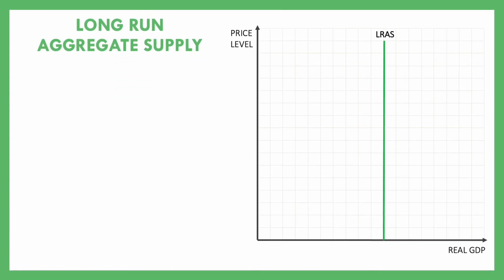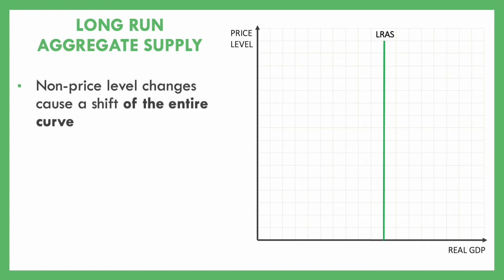And so, again, what might cause this to shift? We're not going to see any movement up or down along our long run aggregate supply curve because even if we did, it doesn't change our real GDP. So it doesn't matter when the price level changes, it's not going to adjust our output. So what we want to see is what causes a shift of the entire curve, or a shift to the right of our entire curve.